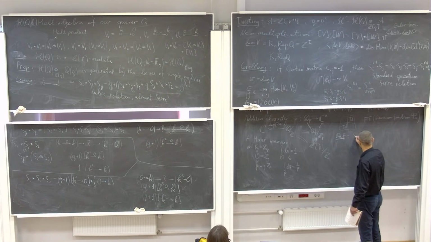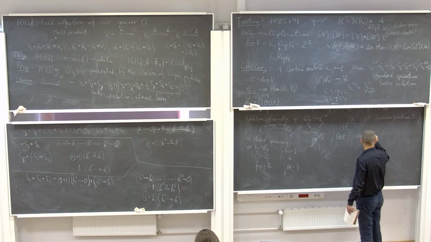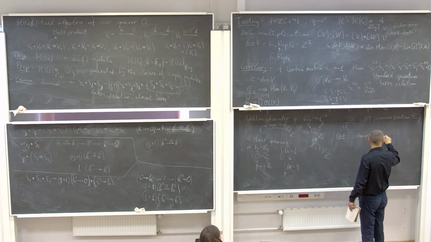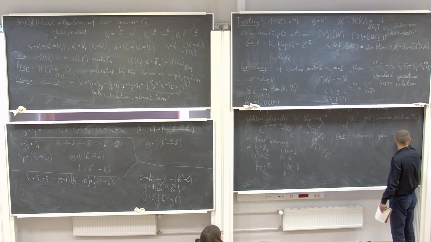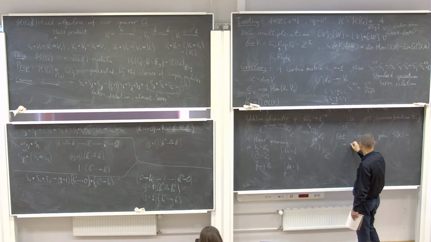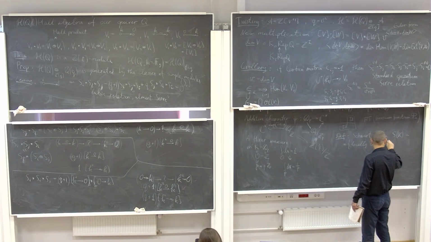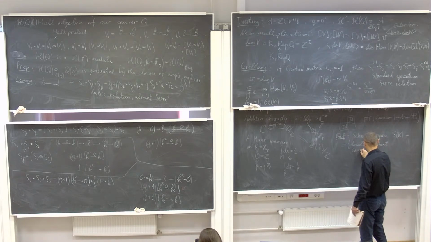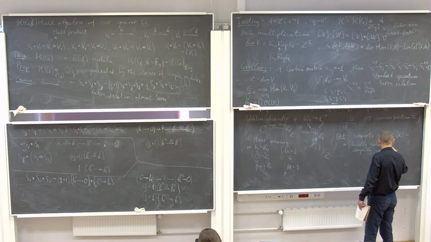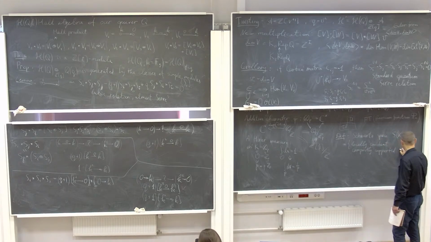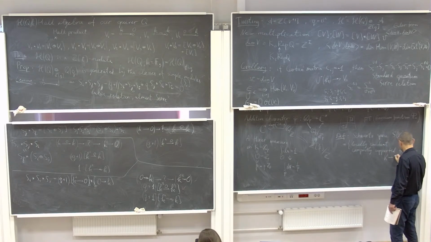So the Schwarz space S of k is the space of locally constant, compactly supported functions from k to complex numbers.